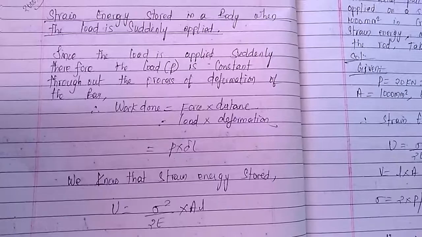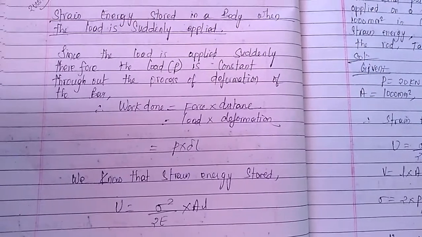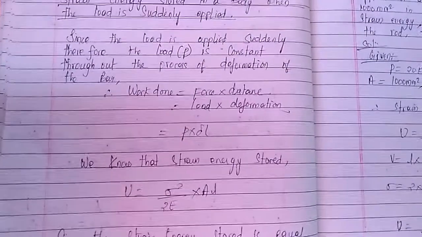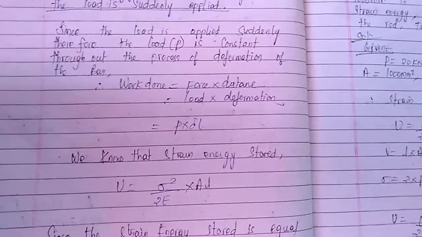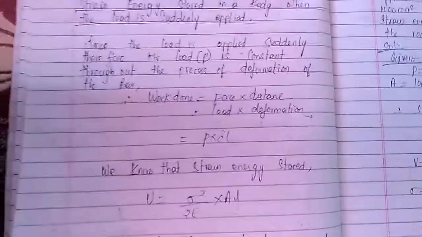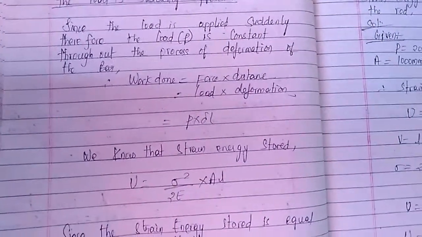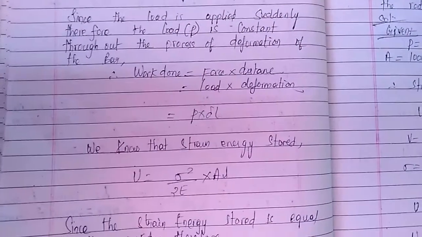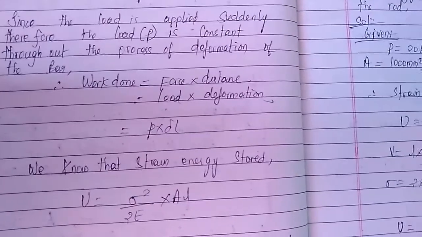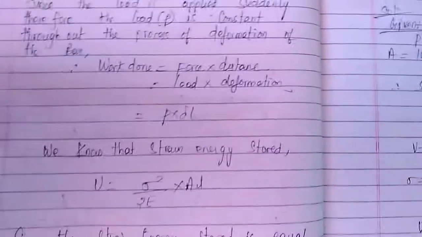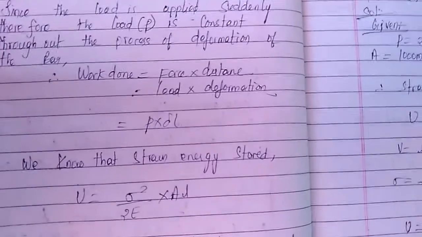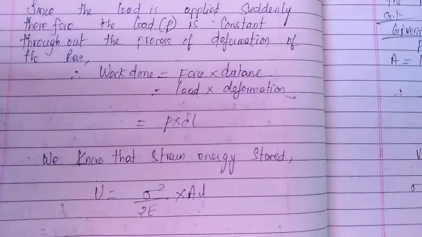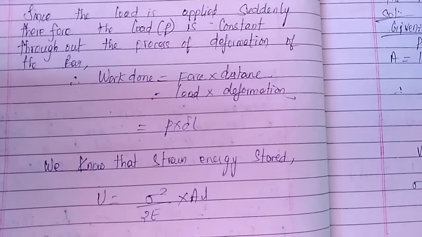Since the load is applied suddenly, the load is constant throughout the process of deformation. For a gradually applied load, it goes from 0 to a particular maximum load, so we took the average load, P by 2. But since here it is suddenly applied, the load will be P only. There will be no average load. So work done is equal to force into distance, that is loaded deflection. Load is nothing but P. There will be no change in load because the total load is applied suddenly, not from 0 to P. So P into dou L.